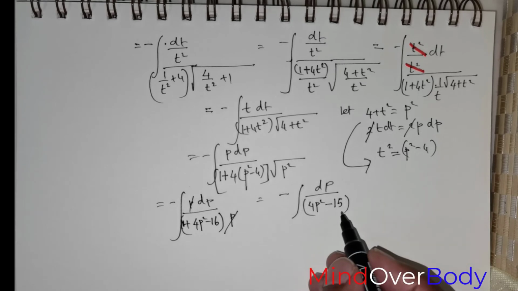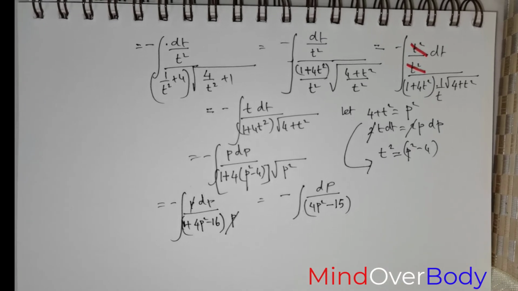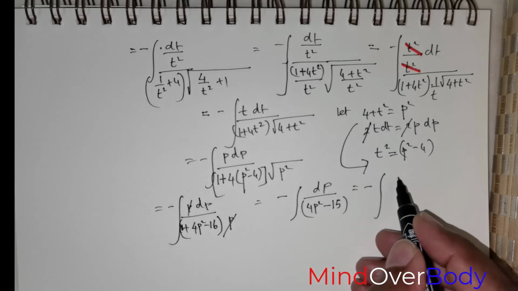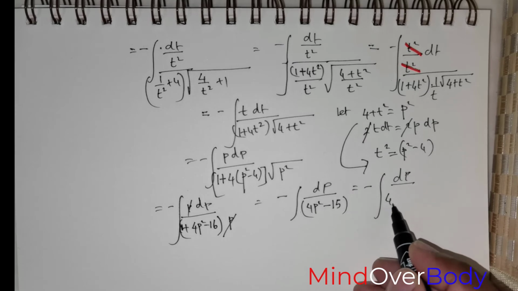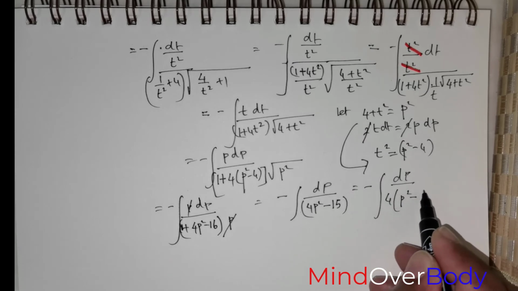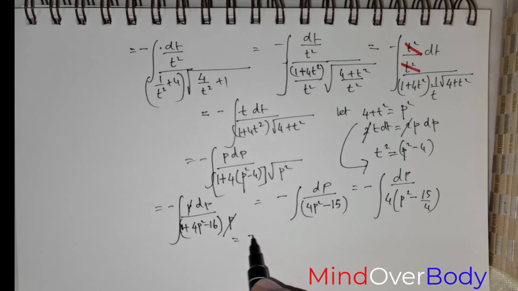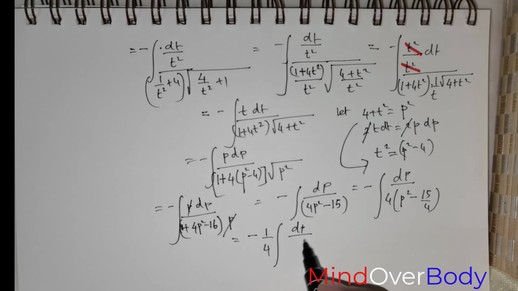Now I need to perform some simplification here. What I would like to do, I would like to take 4 out, so that's going to be minus integral dp over 4 is taken out, so it's going to be p squared minus 15 over 4. So I can rewrite this as minus 1 over 4 integral dp over p squared minus root of 15 over 2 raised to the power of 2.